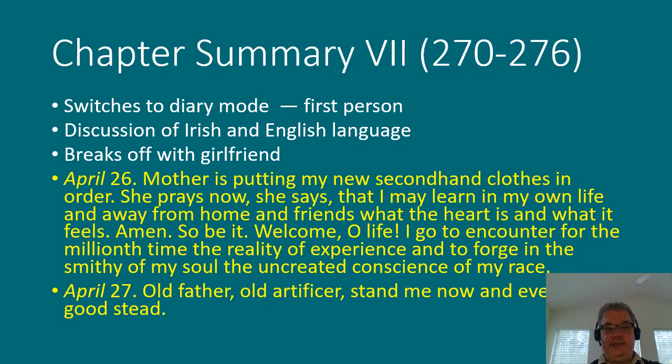So the chapter ends in the first person, which is different from anything else in the book. He switches to diary mode. And so the last part of the chapter, the last part of the book, is a series of diary entries. There's a discussion of the Irish language, the English language. He finds out that tundish is not an Irish word, but an English word. And it's one of these moments where he feels like he doesn't know anything at all. He really is still new.